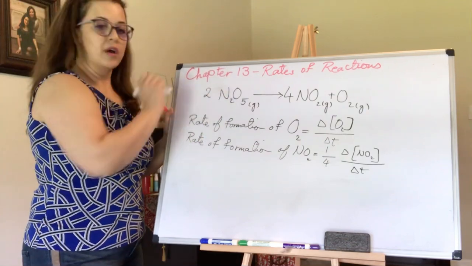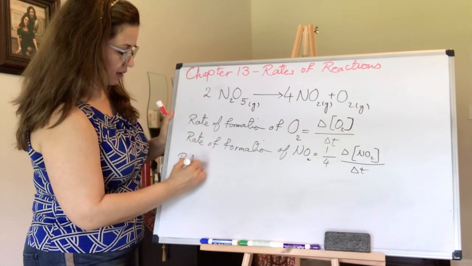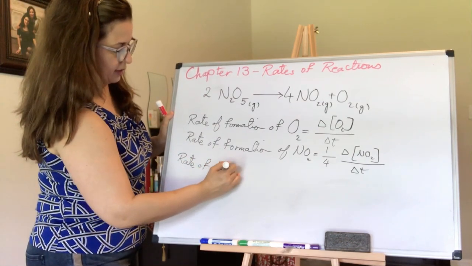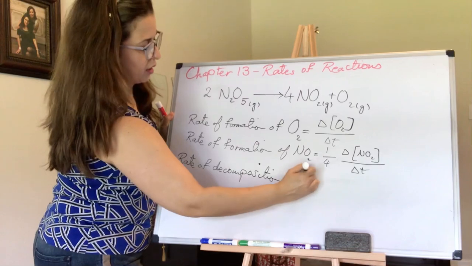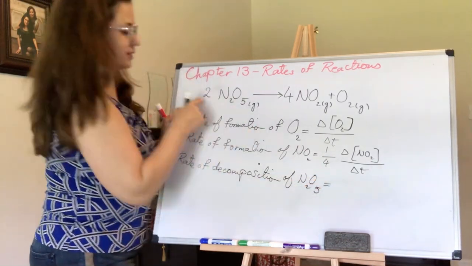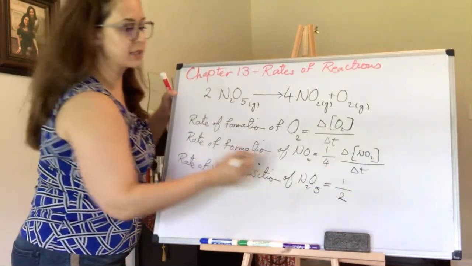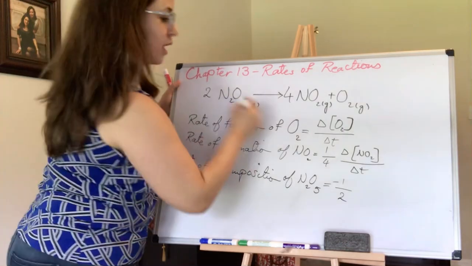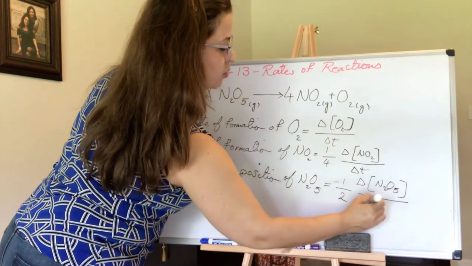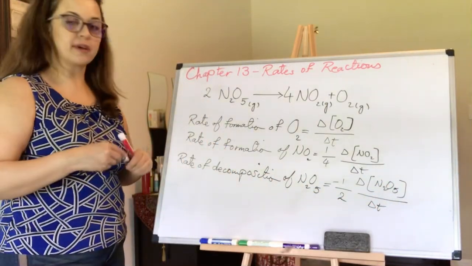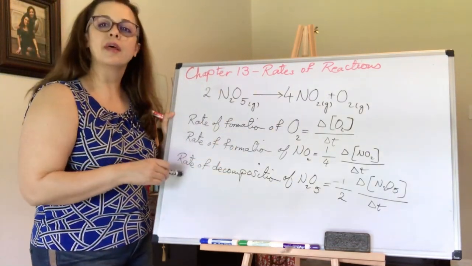Let's take care of rate of disappearing or decomposition of N2O5. Rate of decomposition of N2O5. What is the coefficient? 2. And so it would be 1 over 2. That's the reactant, so you need to show the negative sign and delta N2O5 over delta T. That's how you determine the rates of formation of products and rates of decomposition of the reactants considering their stoichiometry coefficients.